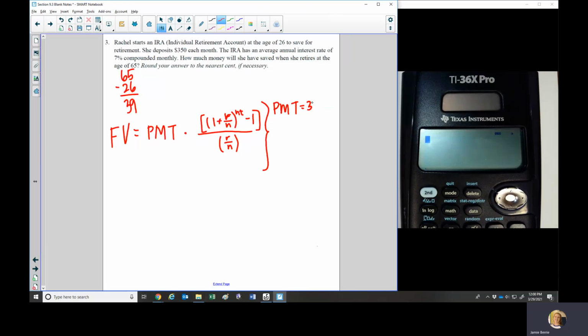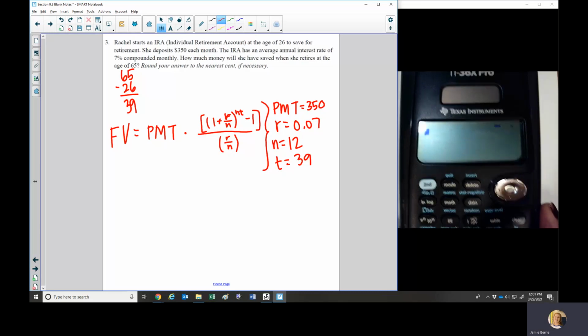The payment that she's making each month is $350. Her interest rate was 7%, so R is 0.07. Our compounding periods, this is compounded monthly, so that's going to be 12. And T was the number of years that she's invested in this money, so that was 39 years. That was how many years she's worked or how many years that she saved for before she retired. So this is going to tell us how much money Rachel's going to have when she goes to retire.